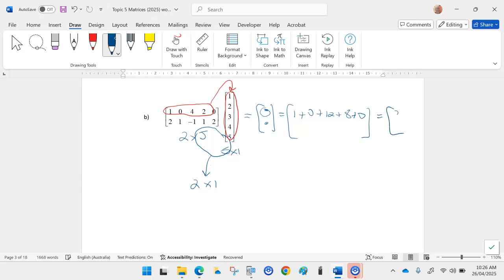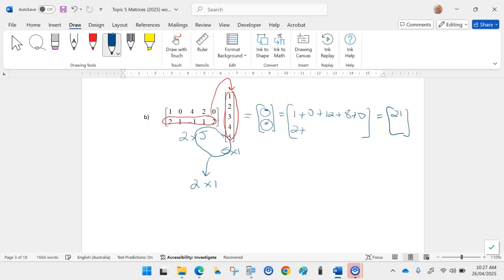Okay, that gives us a grand total of 21. Alright, what about the other element there? Okay, so the other element is in the second row, first column. So I need to take the second row from my first matrix and multiply it through the first column of my second matrix. So that would be 2 by 1, which is 2.